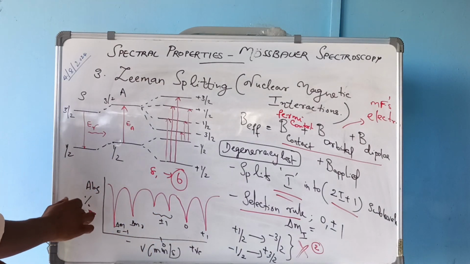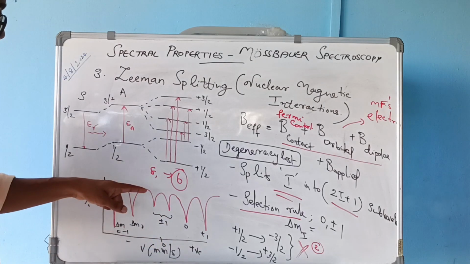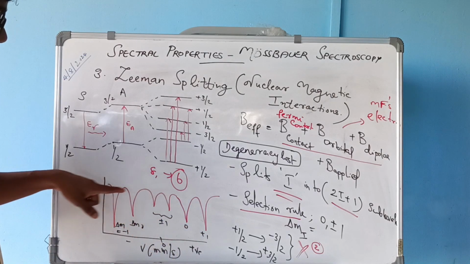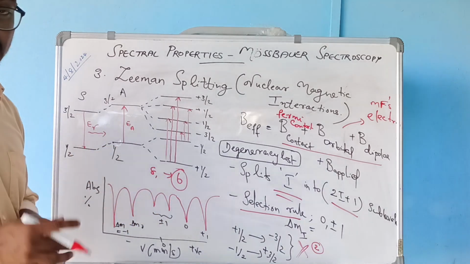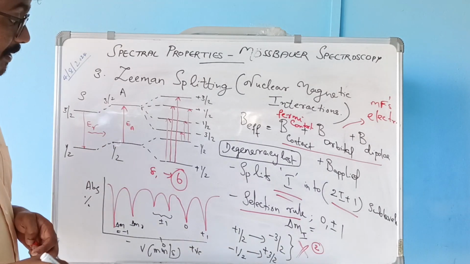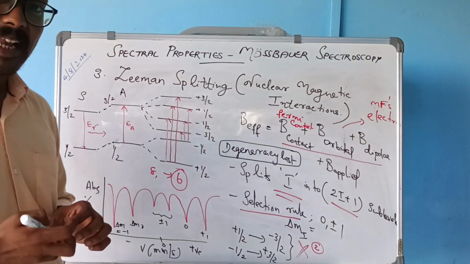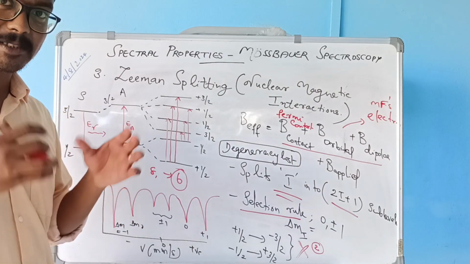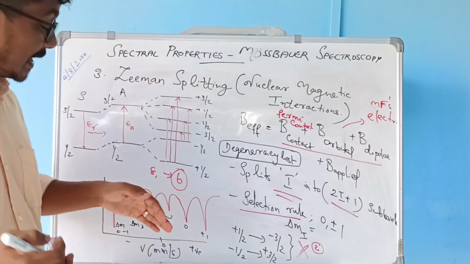The y-axis is the absorbance, x-axis is the velocity in millimeter per second. So these 6 lines are called magnetic or Zeeman splitting or nuclear magnetic interaction. Due to nuclear magnetic interaction, we are getting a hyperfine spectra because the spectra gets split into hyperfine spectral lines.